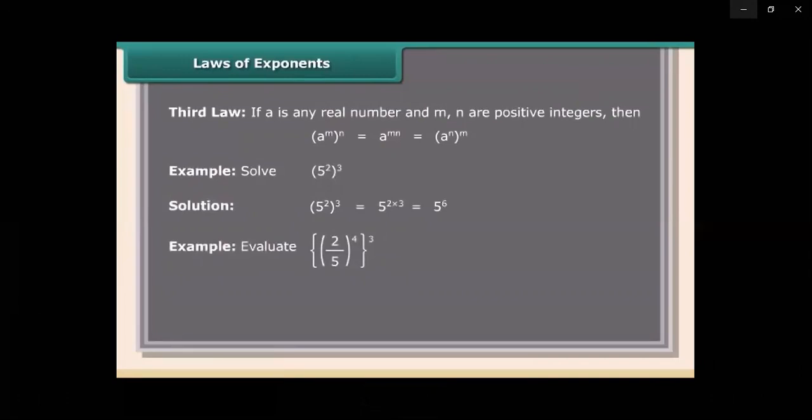Then the next example is evaluate 2 by 5 raised to the power 4 whole raised to the power 3. So we can easily multiply the powers. So 2 by 5 raised to the power 4 into 3, that is equal to 2 by 5 raised to the power 12. That's our final answer using the third law of exponent.